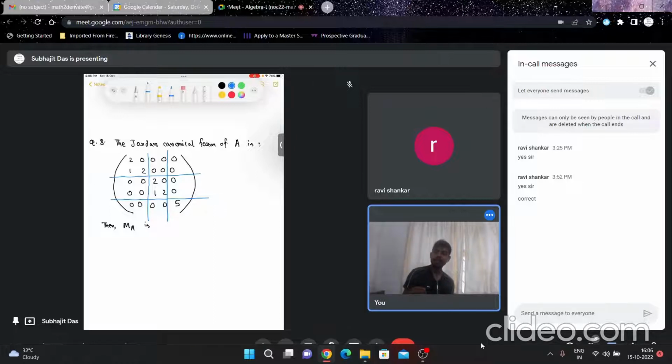Because after that you have a 0 instead of a 1. I mean, in the last row, fourth column, you have a 0 instead of 1. That means the Jordan block ends above it, which means that again you have a 2 cross 2 Jordan block, 2 0 1 2. And finally you have a 1 cross 1 Jordan block which corresponds to the eigenvalue 5.